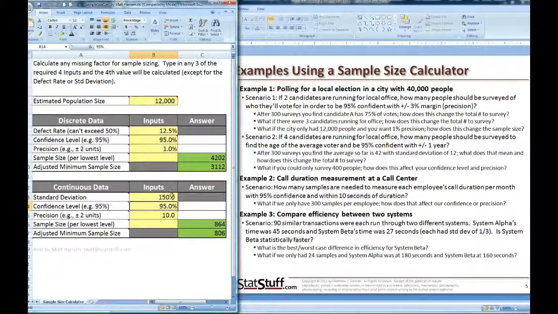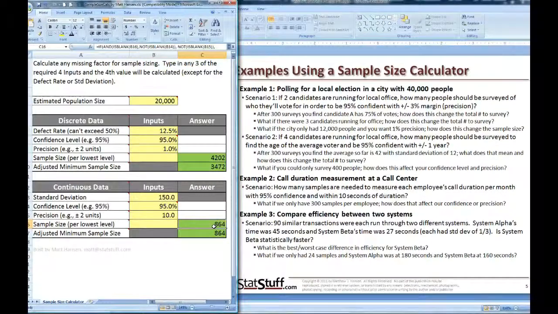So in this case, let's say we used 150 seconds. Now it's telling me 864 is the number of samples I have. Now, again, as I mentioned before, I see it's got an adjusted minimum sample size. So if I did have 12,000, which was from my previous example, if I only had 12,000 calls per month as my population, then this might be necessary. However, if I'm handling a lot more calls than that, for example, like 20,000 calls per month, then you can see it's increasing, and now both of these are the same.